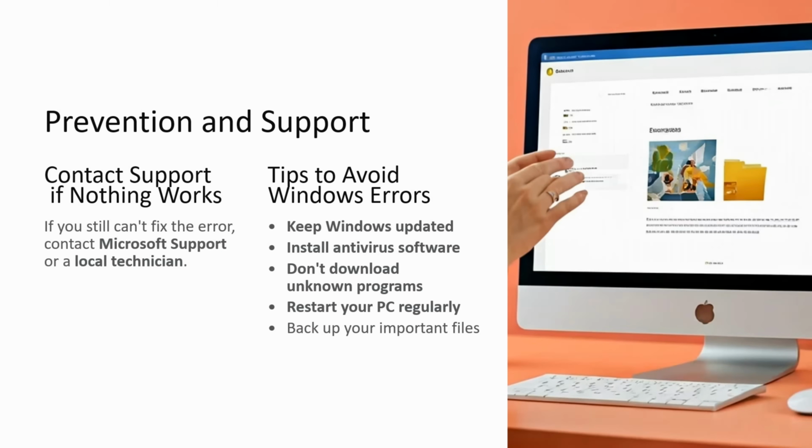Now we will see prevention and support. If you still cannot fix the error, contact Microsoft support or a local technician. To avoid Windows errors, what you can do is keep Windows updated, install antivirus software, don't download unknown programs, restart your PC regularly, and backup your important files.